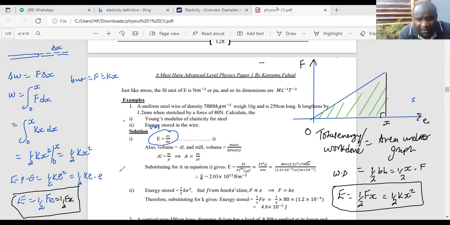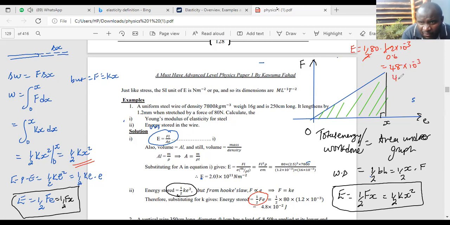So from that knowledge, when they ask for energy stored in the wire, that is why you see energy stored, we are using this equation. So energy stored in the wire, we can one find its constant K, but because you don't have the constant, if you don't want to use it using this method, then go ahead and use a half Fe. So we have already seen that we have the force, which is 80. We have the extension, which is 1.2 times 10 power negative 3. You can compute and get the answer, which is going to be 48 times 10 power negative 3, which is 4.8 times 10 power negative 2 joules, which is the same answer.